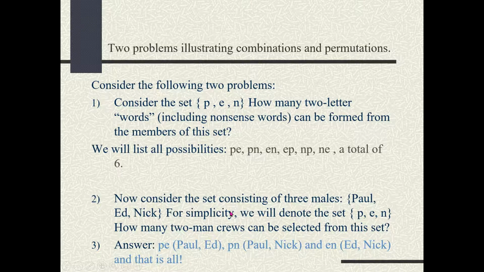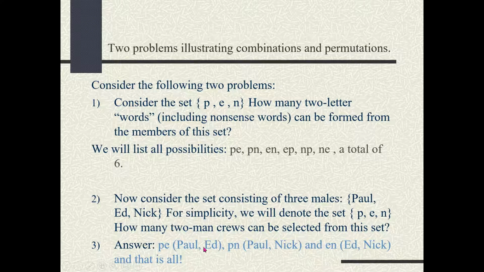Now consider the set consisting of 3 males, Paul, Ed, and Nick. For simplicity, let's write P, E, and N for Paul, Ed, and Nick. How many 2-man crews can be selected from this set? The answer will be PE, that is Paul and Ed, Paul and Nick, or Ed and Nick, and that is all. We are not going to include EP again. PE is done, so EP will be the same, because that would mean again selection of the same 2 persons.